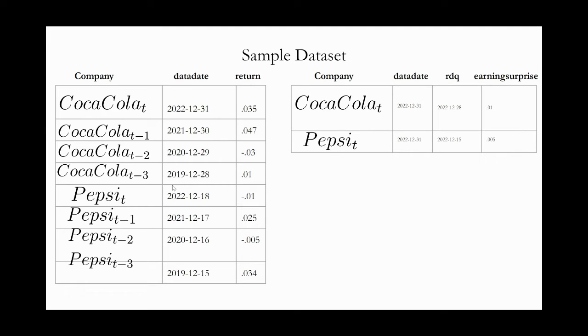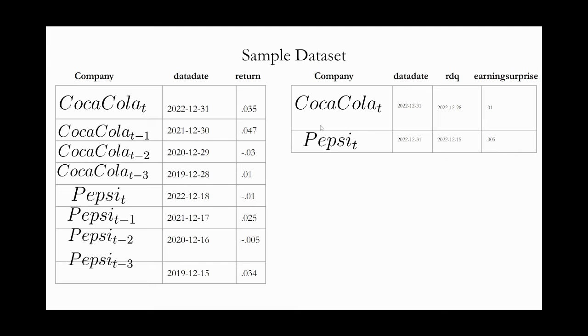And then 2 of the 8 rows are going to have earnings data. And specifically, it's going to be December 28th for Coke and December 15th for Pepsi. So we're going to have all 8 of these rows, and then 2 of the rows are going to have additional data, okay? Additional data called RDQ, additional data called earnings surprise. And that's going to be the December 28th and December 15th.